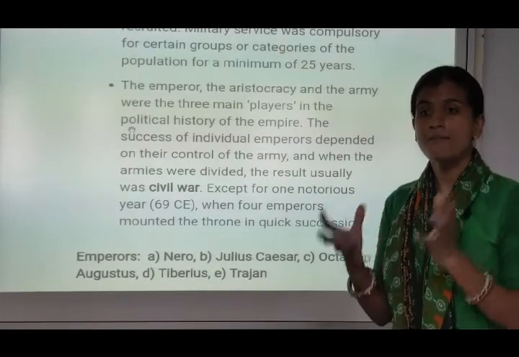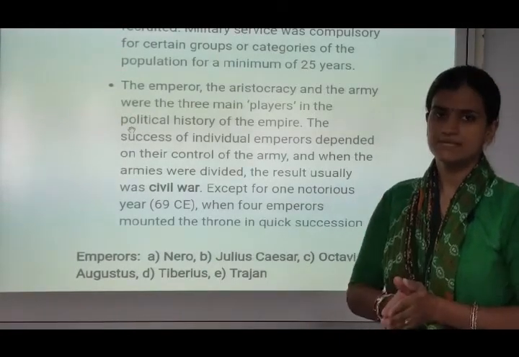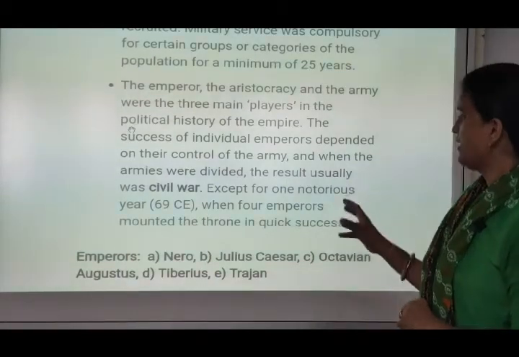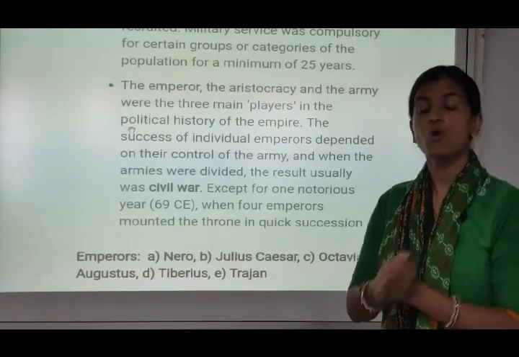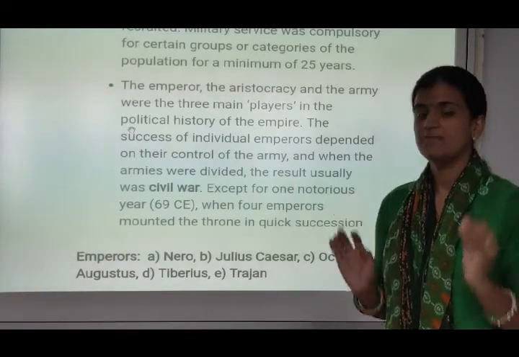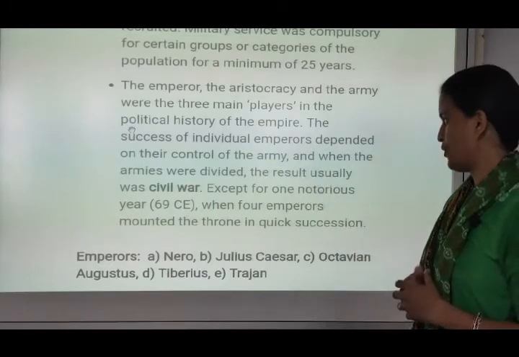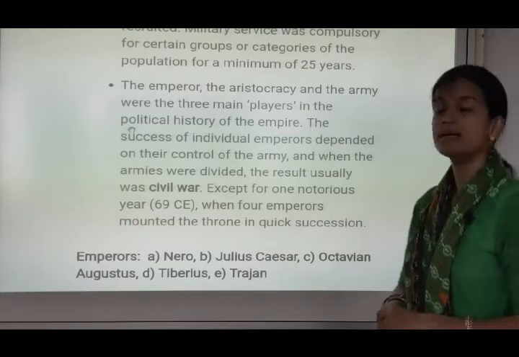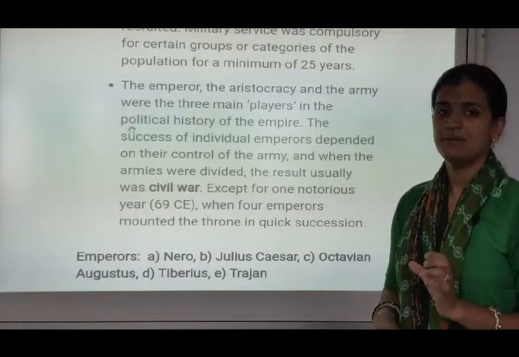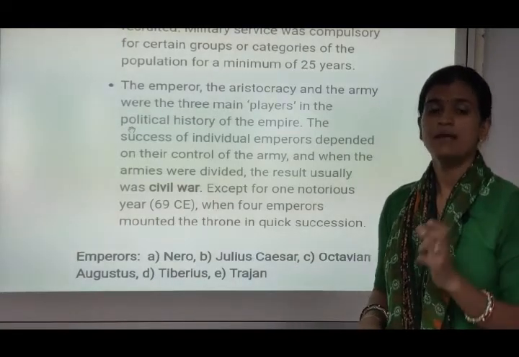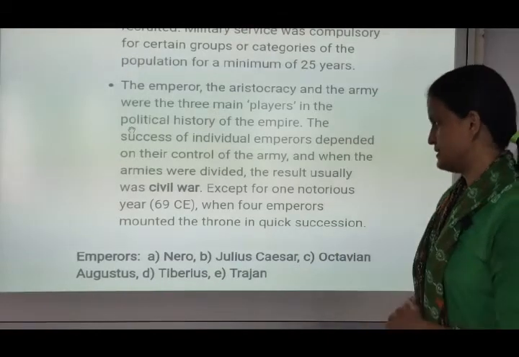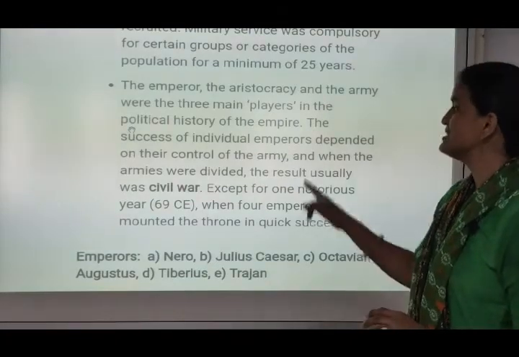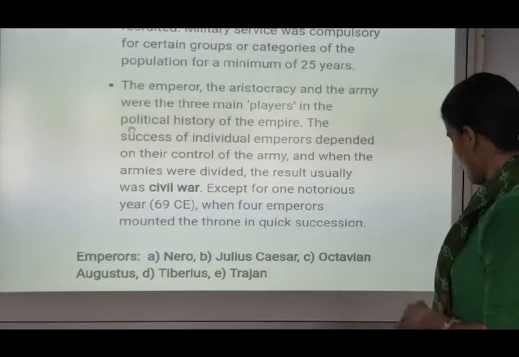Now what was the problem? How can an individual emperor be successful? Only if he had natural control over his army, and if there was chaos or confusion or any kind of problem in the army, then it would lead to a civil war. Except for one notorious year when 4 emperors mounted the throne in quick succession. There was a time period where 4 emperors came to the throne one by one, and their rule also succeeded. That was 69 CE.